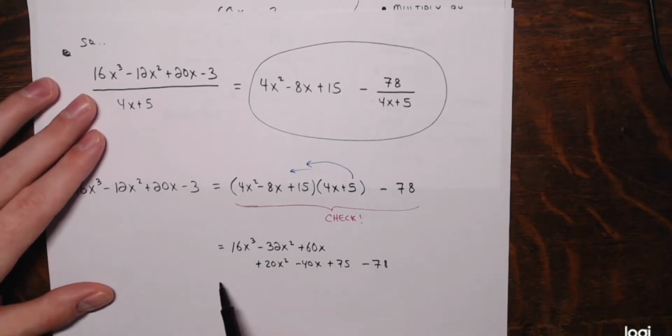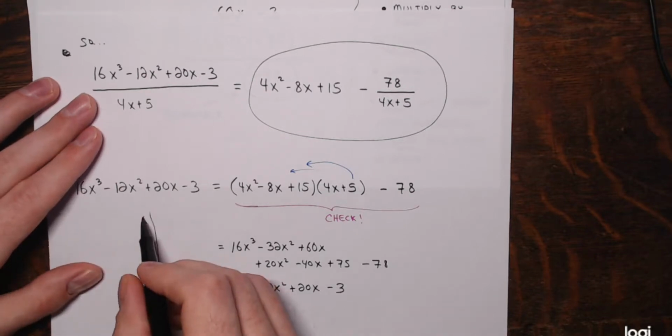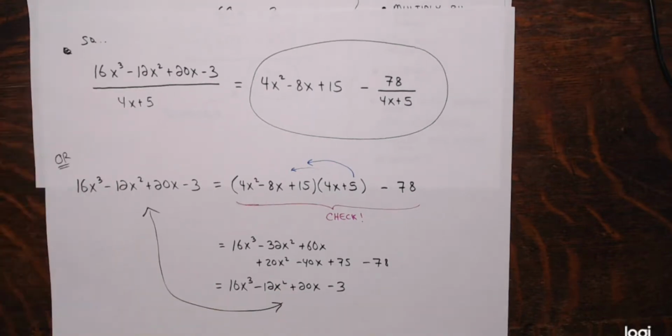And then combining like terms, we get 16x cubed minus 12x squared plus 20x, and then 75 minus 78 is minus 3, and look at that, it's exactly the same as the dividend. So the quotient and remainder that we got are correct. Or at least it looks that way.